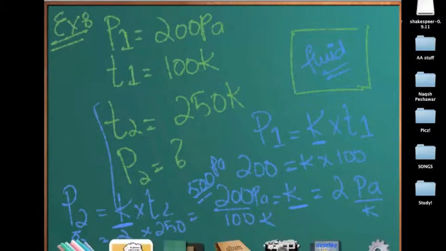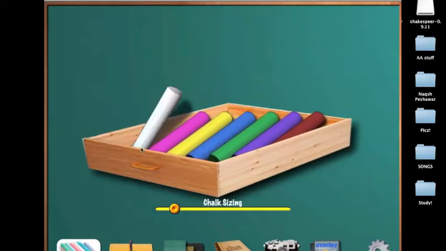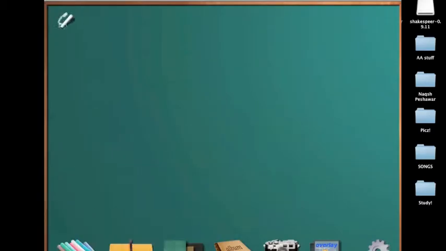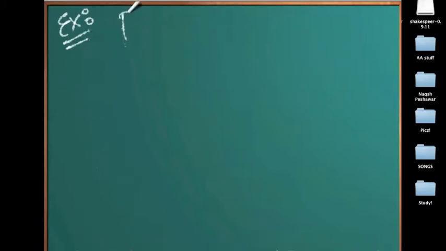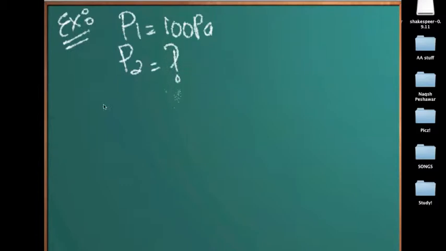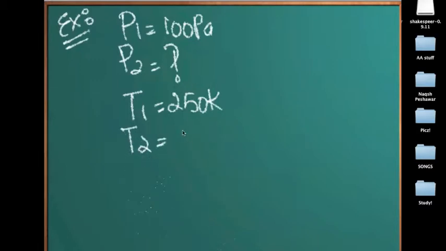Also, there is an easier way to do this equation. Let's see our example here. Well, P1 is equals to 100 pascals. P2 is equals to, let's say this is the unknown. T1 is equals to 250 Kelvin. T2 is equals to 500 Kelvin. So I changed the temperature. Let's see what the pressure is.